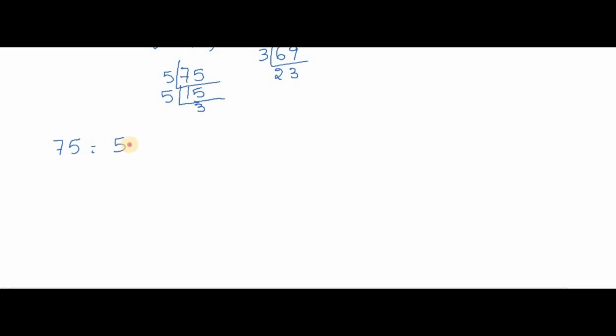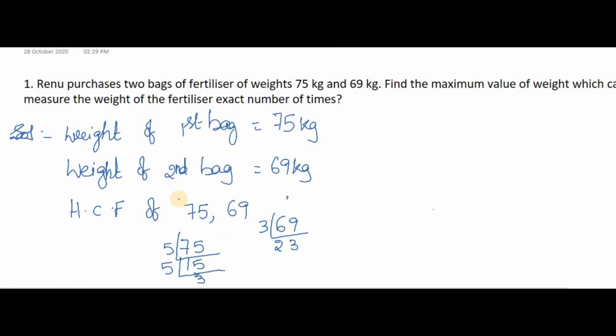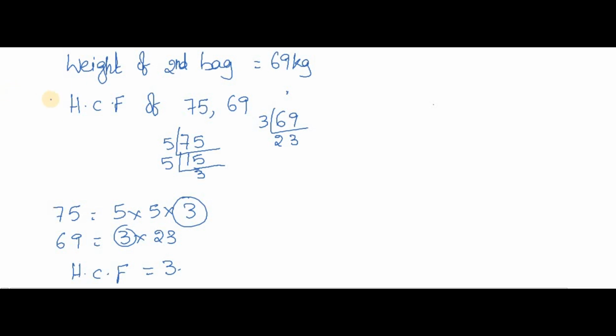75 is equal to 5 into 5 into 3, and 69 is equal to 3 into 23. So we all know that the common number is 3 here. So HCF is also 3. Now what is the question they asked? What is the maximum value of the weight which can measure the weight of the fertilizers exact number of times? It is 3 kgs. If I take a 3 kgs bag, what will happen? In 3 table 25 times you'll get, whereas in 3 table 23 times you'll get. So that is the reason we are going to select 3 kgs bag.